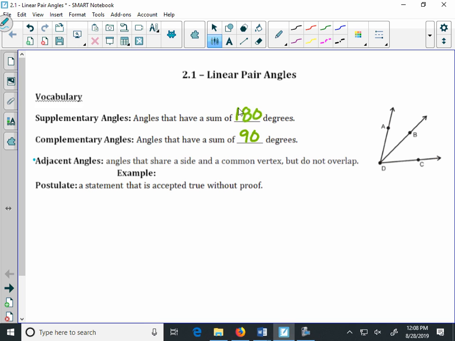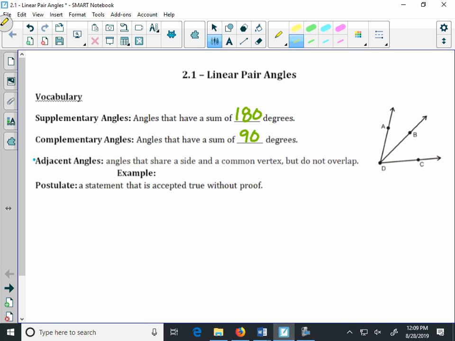Adjacent. When you hear the word adjacent, what does that mean? Next to, right next to. So if you know that word, adjacent angles are angles that are just right next to each other. There are two angles next to each other. They don't overlap though.